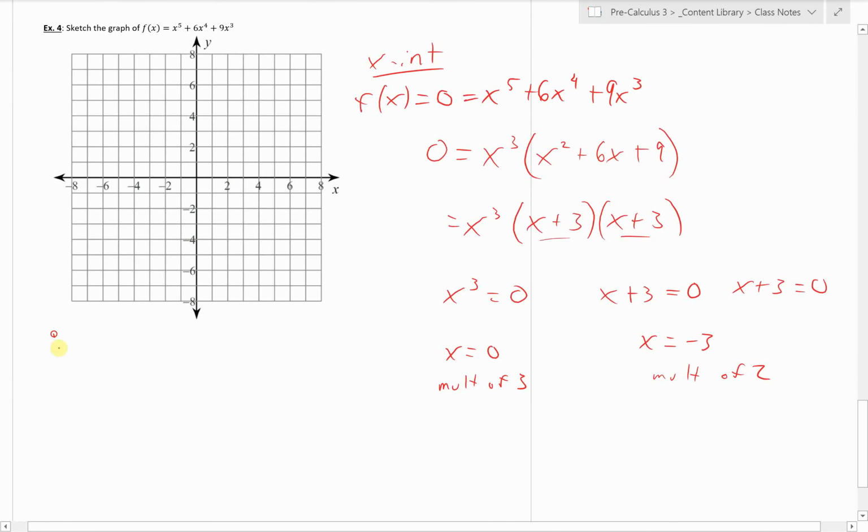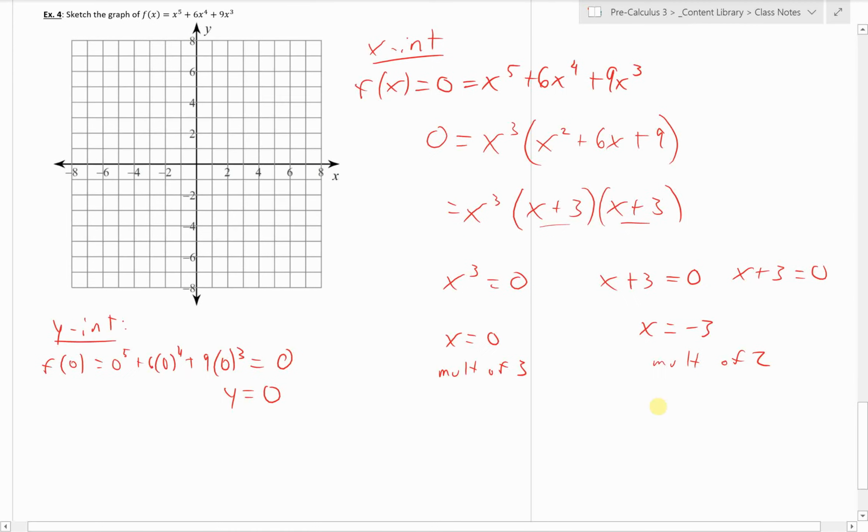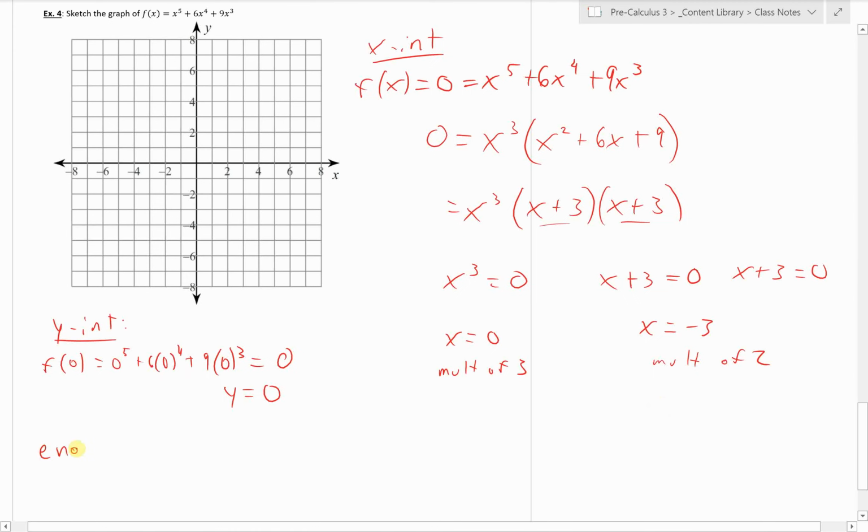Next, we would move on to the y-intercept. The y-intercept is what we get when we plug 0 in for x. So f of 0 would be 0 to the 5th plus 6 times 0 to the 4th plus 9 times 0 to the 3rd. We plug zeros in and everything drops out, and we just get left with 0. Another thing we mentioned was if x equals 0 is an x-intercept, then y equals 0 has to be the y-intercept. So now we have our x-intercepts and our y-intercepts. All we really need now is to determine the end behavior.